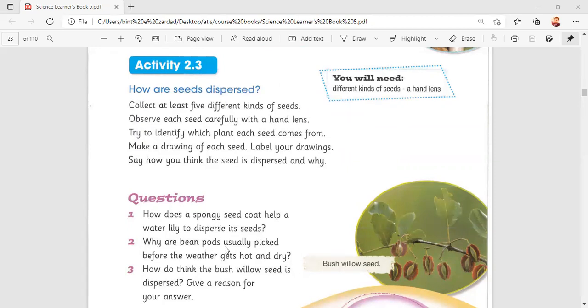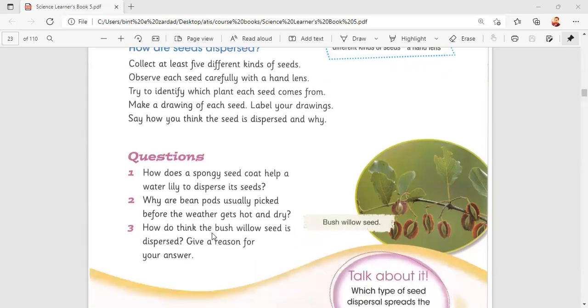Why are bean pods usually picked before the weather gets hot and dry? Obviously, if we don't pick them, by the explosion method all the beans shoot out, or you can say disperse. If the weather is hot and dry, the pods dry out and will explode, scattering the beans, so we cannot pick them to eat. So before it dries out, the farmer cuts the beans.